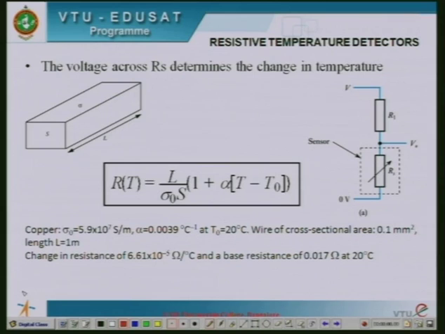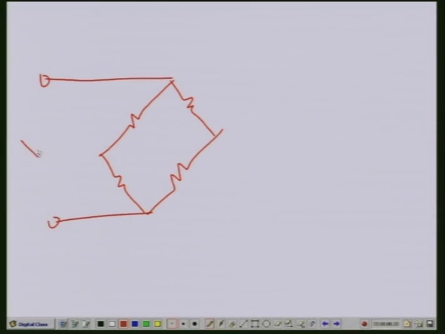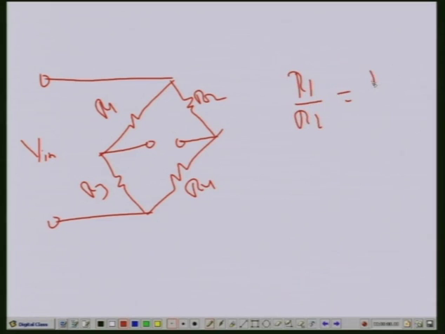Instead of using a series network, we can also use a bridge network. I can use a Wheatstone bridge like this, where four resistors are connected into a bridge. We can apply a voltage called V in across this bridge, and measure the voltage across these two terminals. We can take the resistors as R1, R2, R3, R4. When the bridge is balanced, that is, when R1 by R2 equals R3 by R4, the voltage VT available here will be equal to 0.